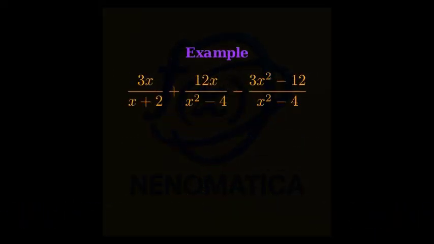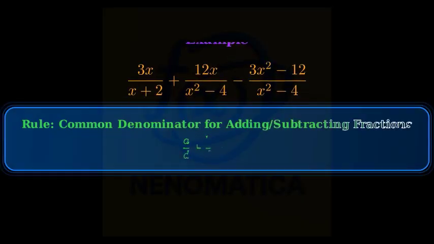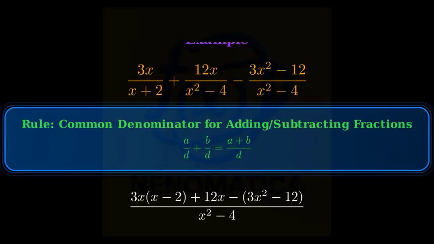Let's display the example and the problem statement. Step 1. Use a common denominator to combine the fractions. Here, the common denominator is x squared minus 4. So we rewrite the sum as a single fraction. The numerator becomes 3x times (x minus 2) plus 12x minus (3x squared minus 12), all over x squared minus 4.